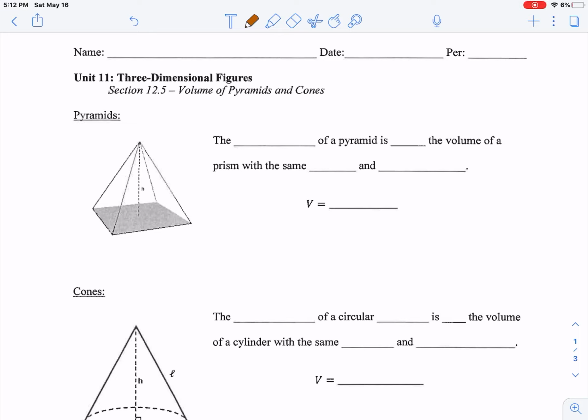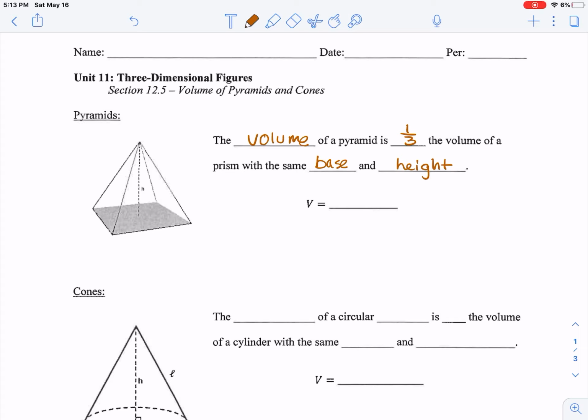All right, moving on to section 12.5, we're going to be talking about pyramids and cones in this one. So for our first part here, we have pyramids. The volume of a pyramid is 1/3 the volume of a prism with the same base and height. And your book has a really nice drawing of this too, okay?